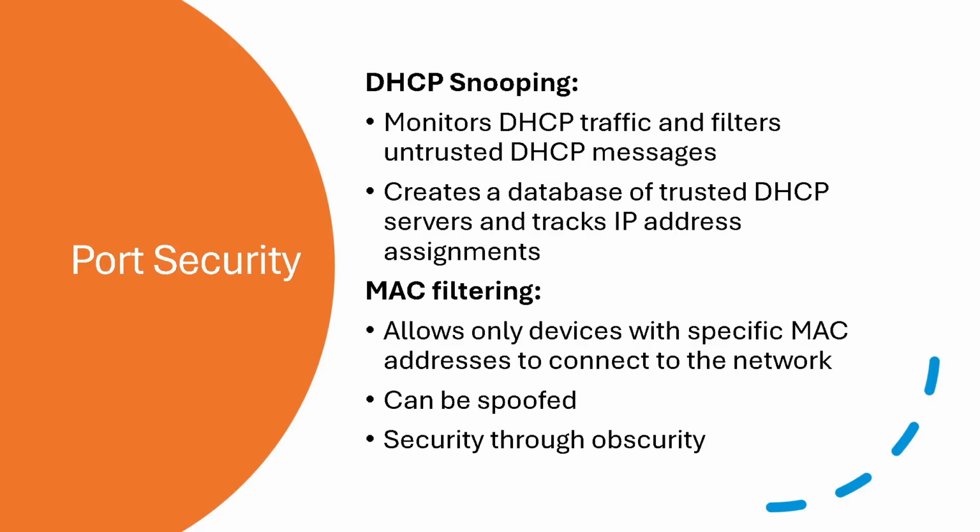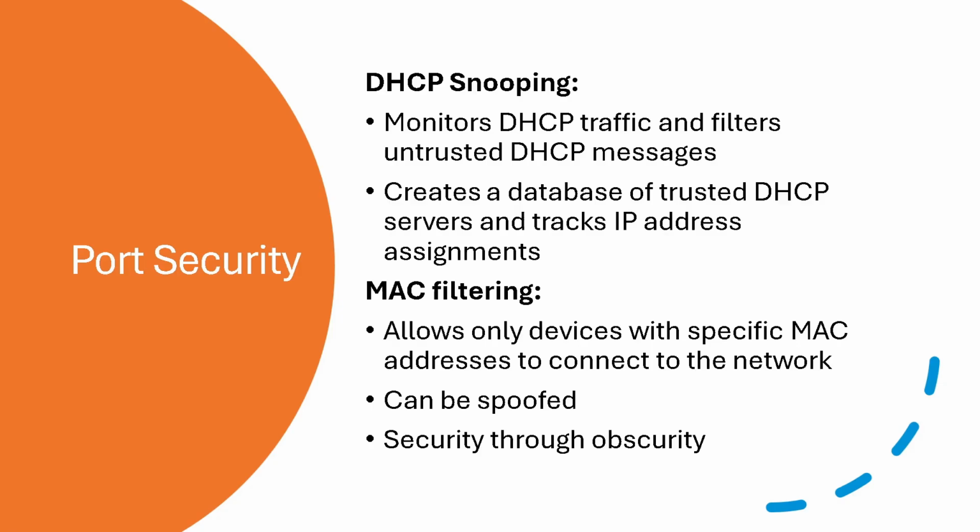DHCP snooping. DHCP snooping is a security feature that monitors DHCP traffic and filters untrusted DHCP messages to prevent DHCP attacks. It creates a database of trusted DHCP servers and tracks IP address assignments.